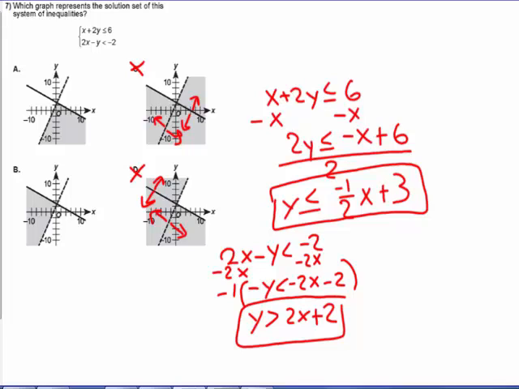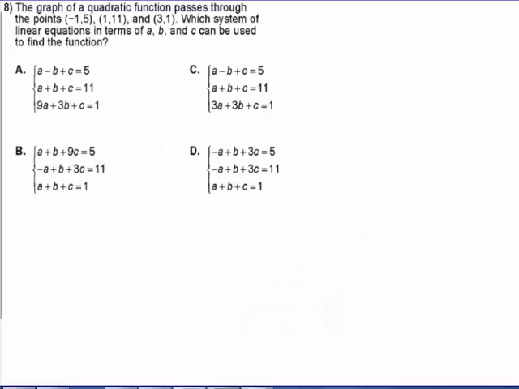So now, looking at these two inequalities, the solid line with the negative slope that crosses at 3, we would shade on the side you can't walk on. So the answer would have to be B.